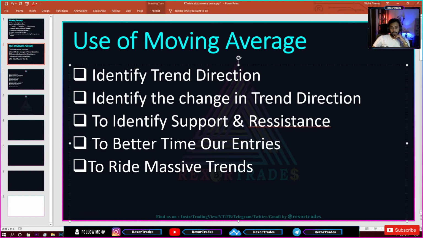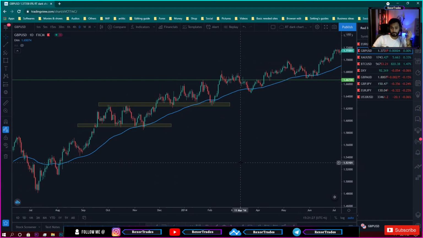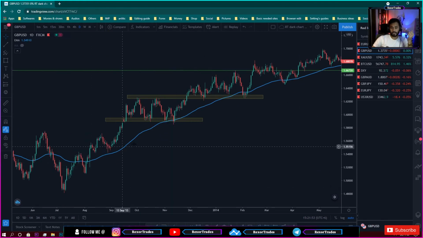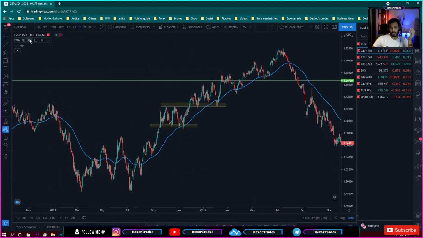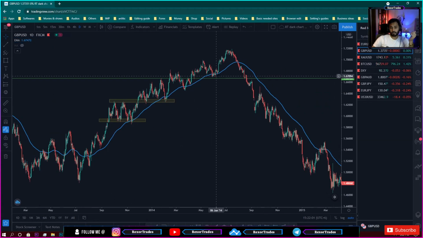Now you can better time your entries and also ride massive trends with the use of moving averages. What I mean is that you can just wait for the price to retest the moving average. If you pull out a moving average, set its period, tune its periods by seeing which of the periods of moving average the price is actually respecting.